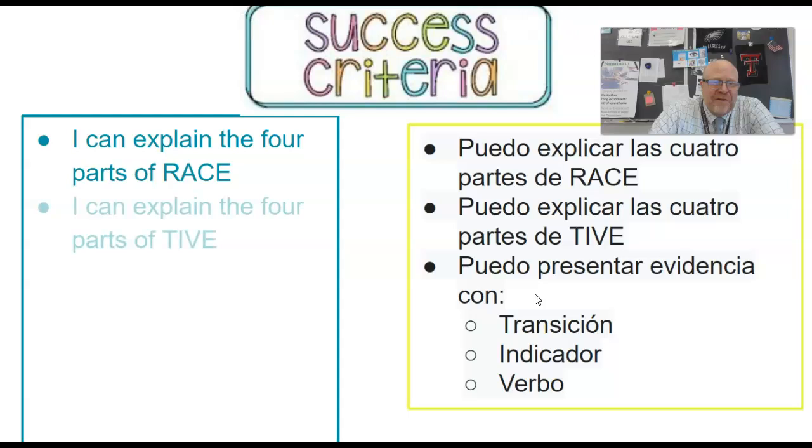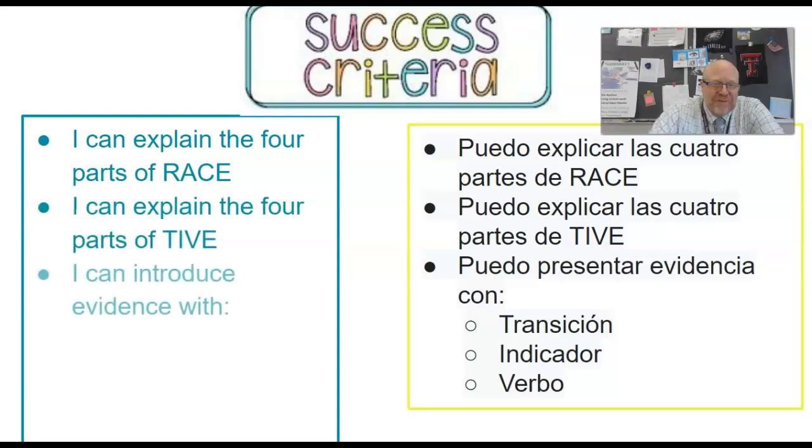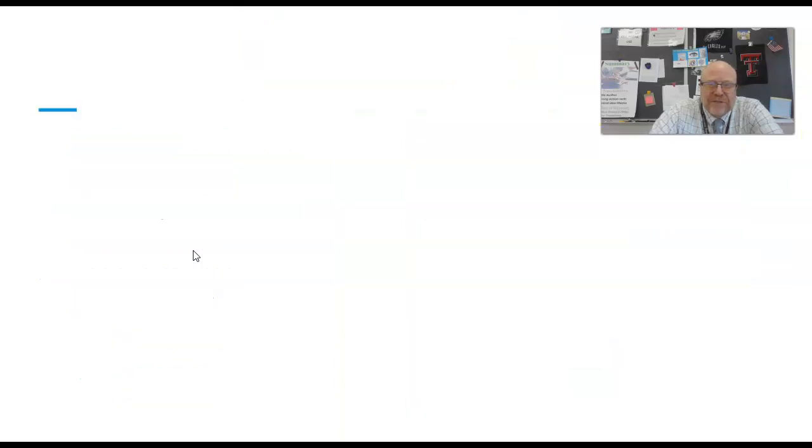By the end, you should be able to explain the four parts of RACE, R-A-C-E, and explain the four parts of TIV and what that is, introducing evidence. To give you a hint on the TIV: transition, indicator, verb. So let's get into it.